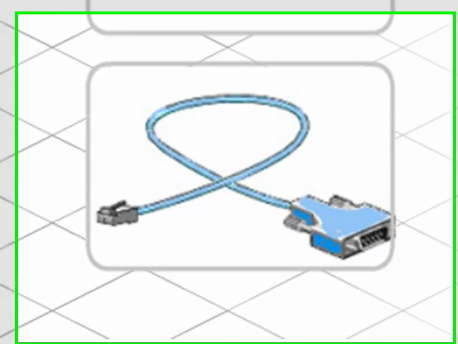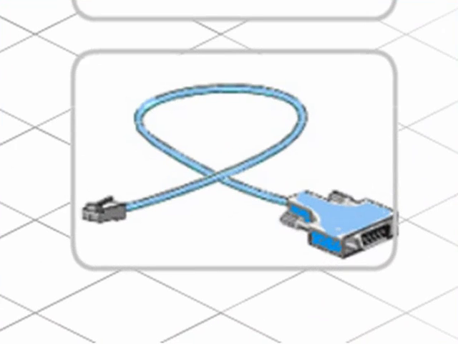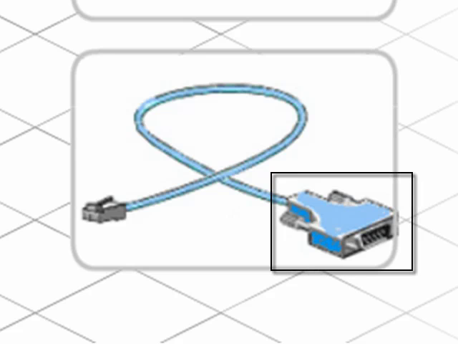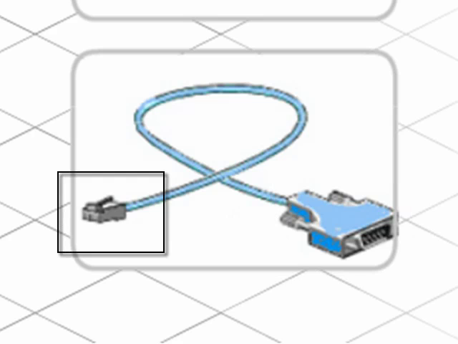When unpacking a new Cisco router, you will find an RJ45 to DB9 console cable. This cable provides the physical link between the router and the computer that you are using to configure it. The DB9 side of the cable is connected to the serial port of your computer, and the RJ45 side is connected to the console port of the router.